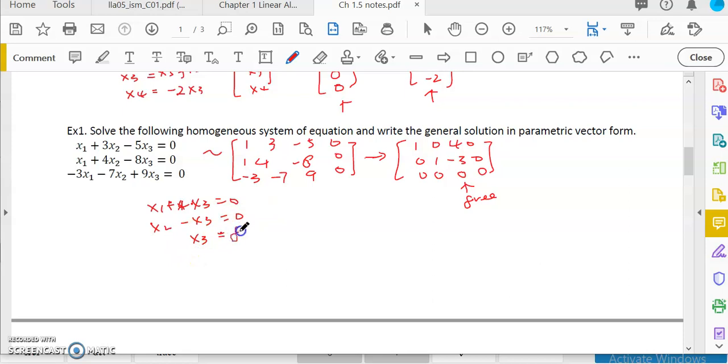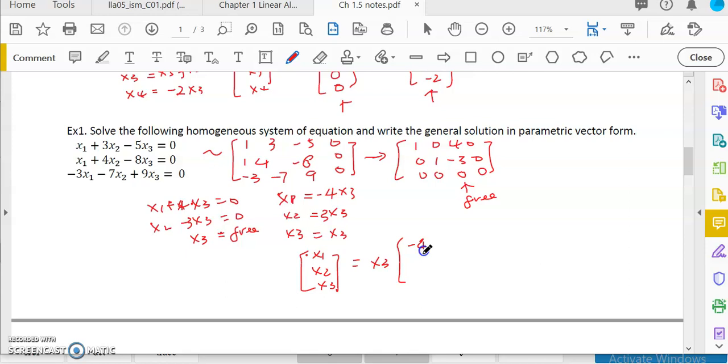x3 is free. And then write it in a vertical form, it will be x1, x2, x3. x1 is equal to negative 4x3, x2 is equal to 3x3. There's actually a 3 here, I left out the 3. Then x3 is just x3. So you can see I can just pull out the x3 and it happens in all of them. So x1, x2, x3 is actually just x3 times a vector, which is negative 4, 3, and then 1.